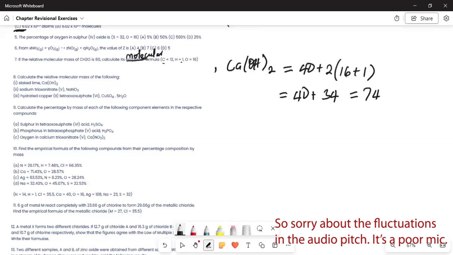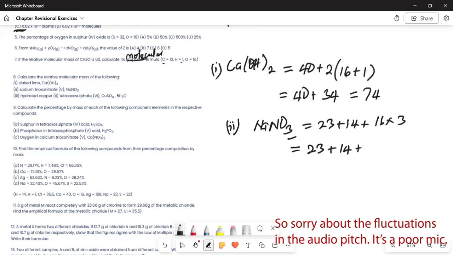So question 8i, this is i. The next one is ii. ii says sodium trioxonitrate(V), NaNO3. Sodium is 23, nitrogen is 14, oxygen 16 times the 3 atoms. That will be 23 plus 14 plus 48. 23 plus 14, then plus 48. That is 85. So the relative molecular mass of sodium trioxonitrate(V) is 85.